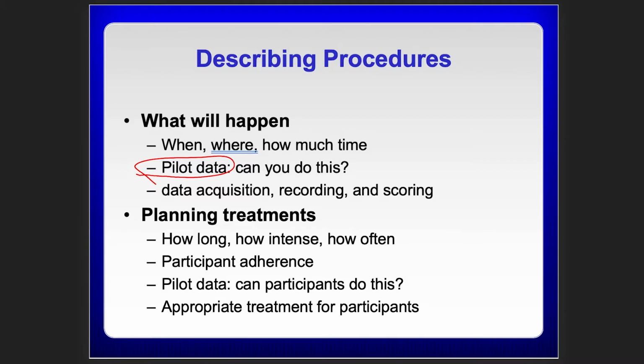Then the pilot data, can participants actually do this then, kind of relating back to what I was talking about with the pilot data before. Then the appropriate treatment for the participants. So what is actually going to be appropriate to measure what we want to measure, that is also safe, and it's not going to put the subject at any type of undue risk.